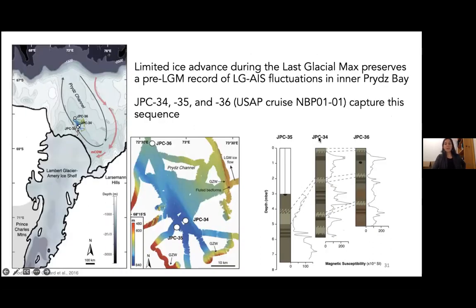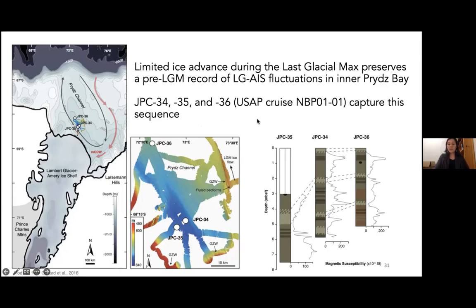So during the last glacial maximum, there was limited advance in Prydz Bay. These are the limits of last glacial maximum advance. And so this enabled the preservation of a pre-last glacial maximum record in inner Prydz Bay. You can see this more detailed bathymetry overlaid over the bathymetry of Prydz Bay. And if we zoom in, you can see that JPC, again, Jumbo piston core 34 and 35 are in this deeper, more inner shelf location, and JPC 36 is seaward of that, but still located within inner Prydz Bay.